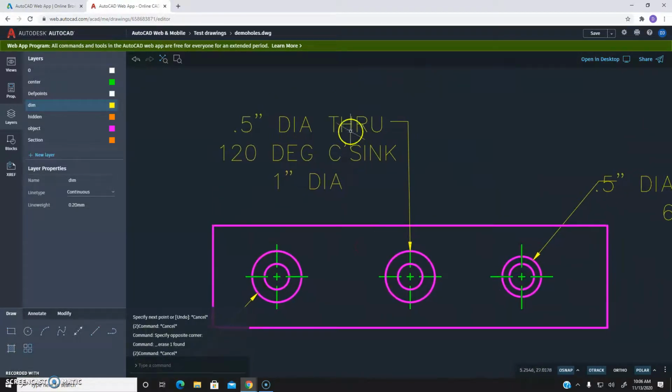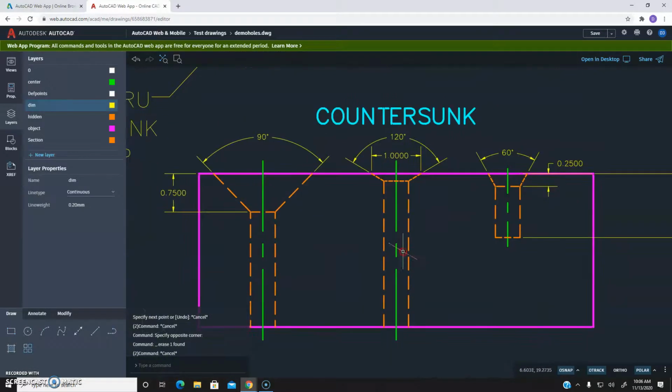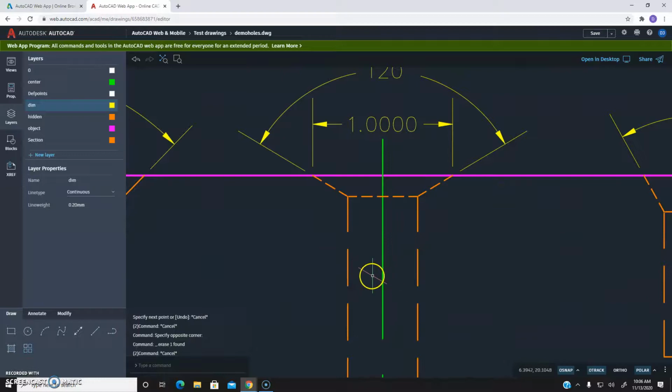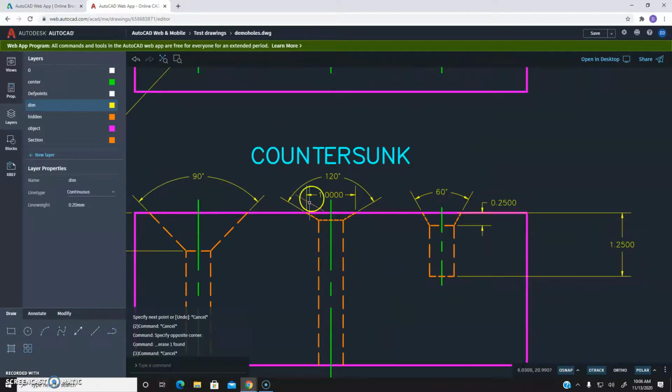Look over here. 1/2 inch diameter through, 120 degree countersink, 1 inch diameter. Identical top views here, but when we look at our front view, you see we get a very different result. The through hole is the same, however, we lose a lot of depth due to the 120 degree angle, much shallower depth because of that. And then it's measured off of the top being 1 inch this time instead of measuring the depth. That is another way to do it.